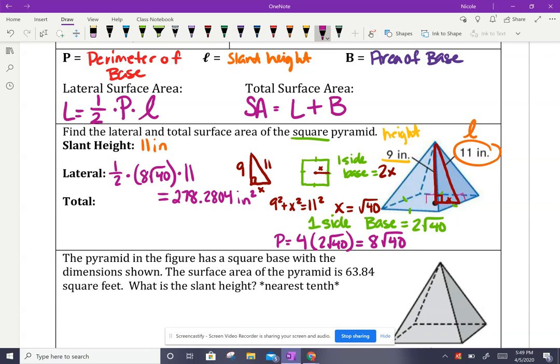And double check your homework to make sure it says whether you're rounding to the nearest tenth or nearest hundredth. It will bounce them back between two different numbers based on what we're doing. And then for the total surface area, we are going to take that lateral we just found, 278.2804 and change, and add that to the area of our base. For our base, we're going to take 2 root 40 times 2 root 40. Make sure you use a calculator on this and use parentheses.